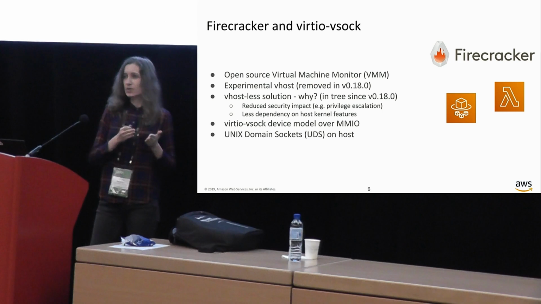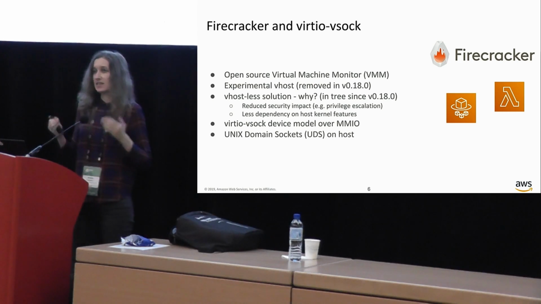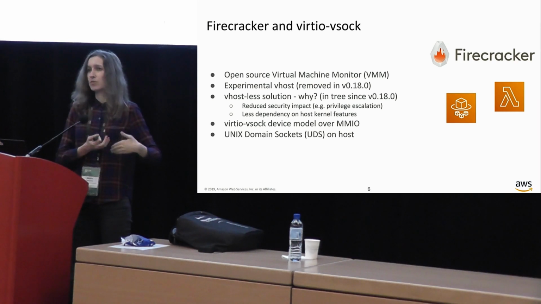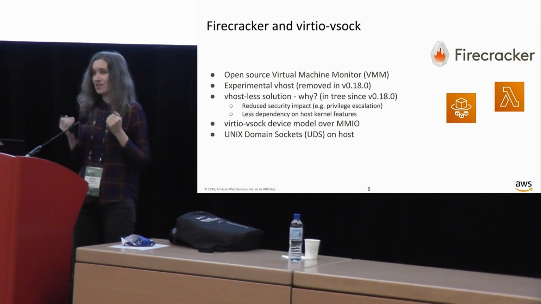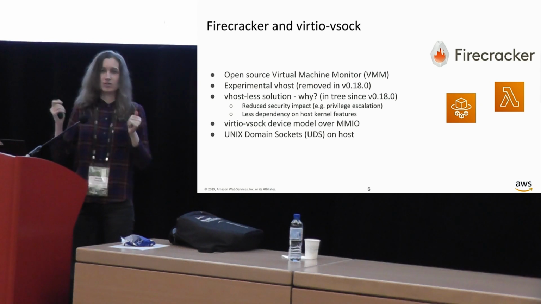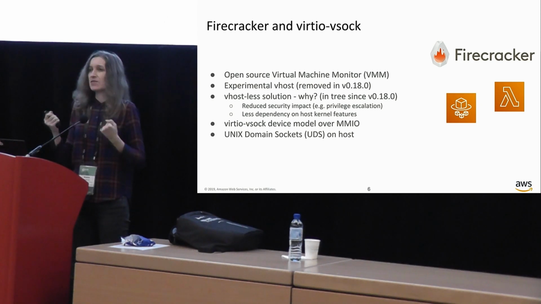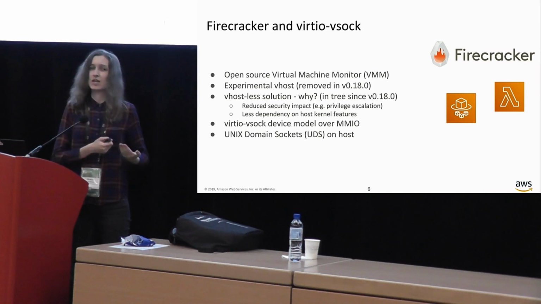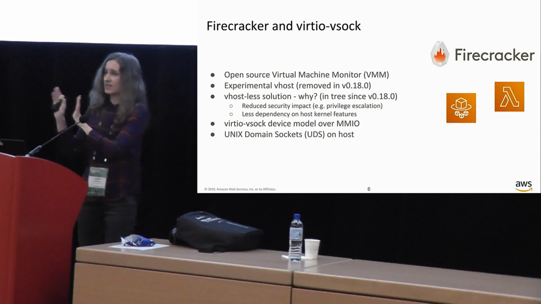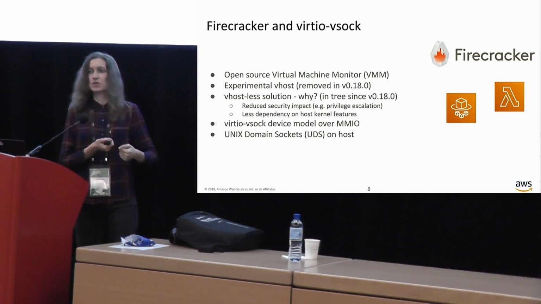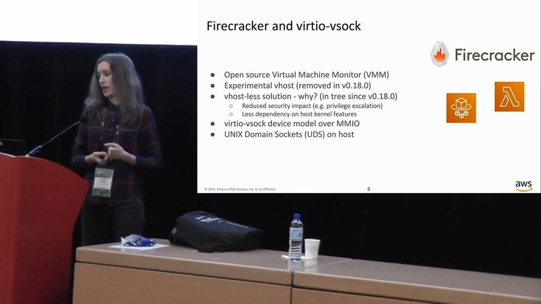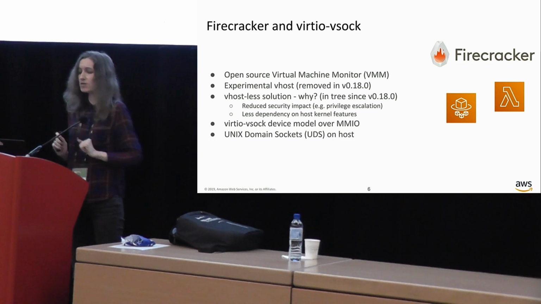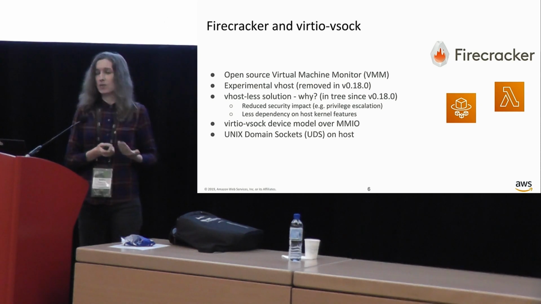And regarding the vhost implementation, it was available as experimental till v0.18. But why do we need to move to another implementation? Because at that time, if you wanted support for virtio-vsock, you needed to specify this at build time, because it was not available by default. You needed to specify it as a feature, and then you'd have the possibility to add the virtio-vsock device to the VM. So we moved from this implementation with vhost to an implementation using Unix domain sockets.